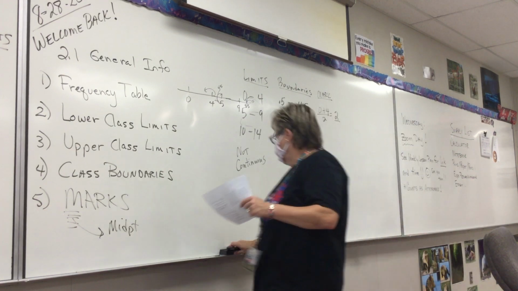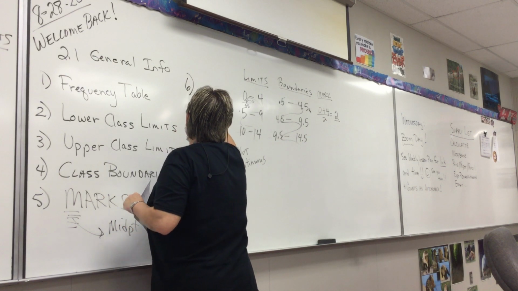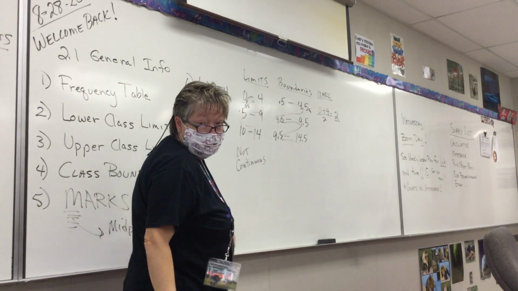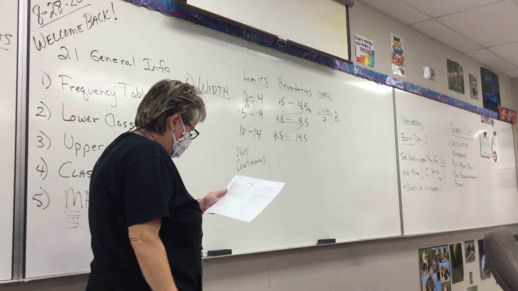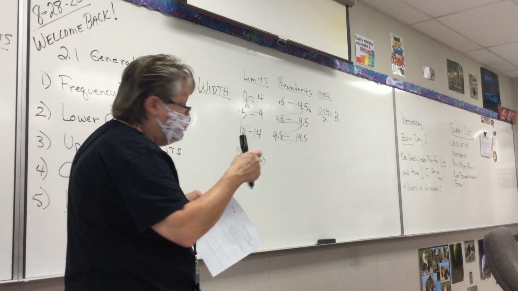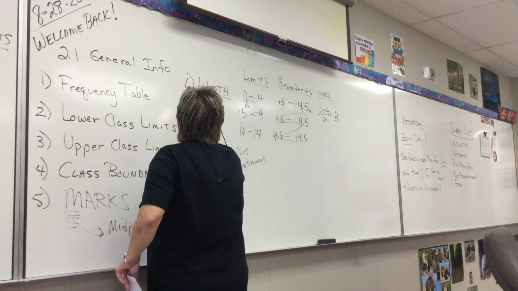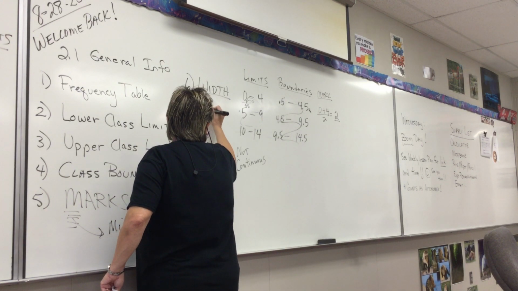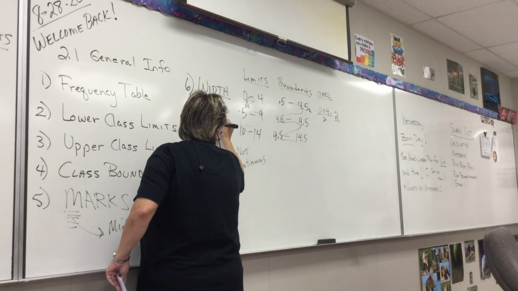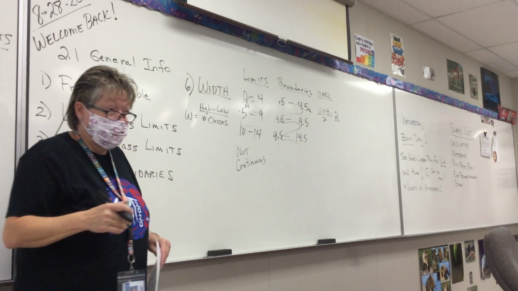Okay, and then let's see. Sixth is something called the class width. Class width. Okay, class width. This guy's important because it kicks off how to create an actual frequency table from scratch. Okay, but width is always the high value minus the low value divided by number of classes. Okay, so high minus low divided by number of classes.